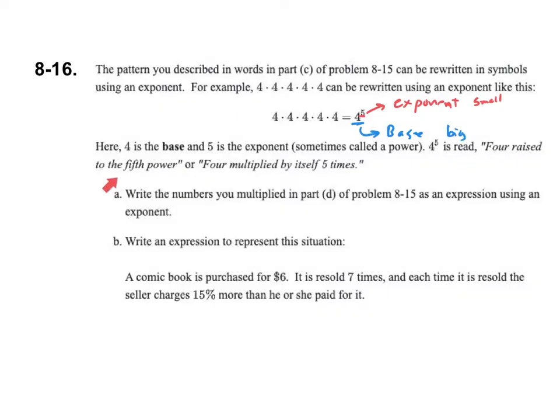And it's read as 4 raised to the 5th power, or 4 multiplied by itself 5 times. So I've got 1, 2, 3, 4, 5 of these. That's why I'm multiplying it by itself 5 times. So we can do the same thing in the previous problem by saying that her grandpa's original investment of $500 is being multiplied by that interest rate of 1.05, but that's happening 18 times. So that is our expression here to represent this.